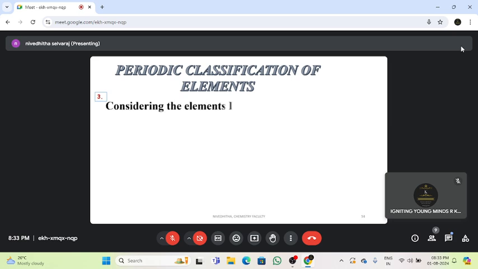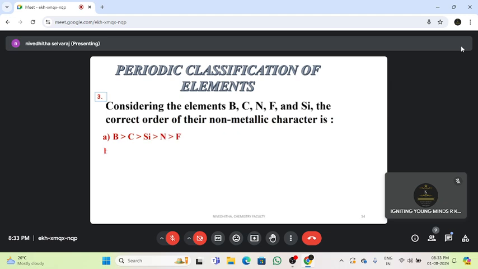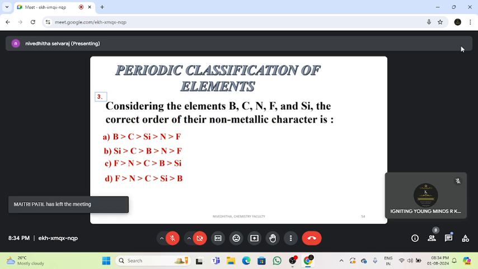Next question. This is just the opposite question. Considering the elements boron, carbon, nitrogen, fluorine, and silicon, the correct order of their non-metallic character is. I think you can try this question. You have to check for the non-metallic character.